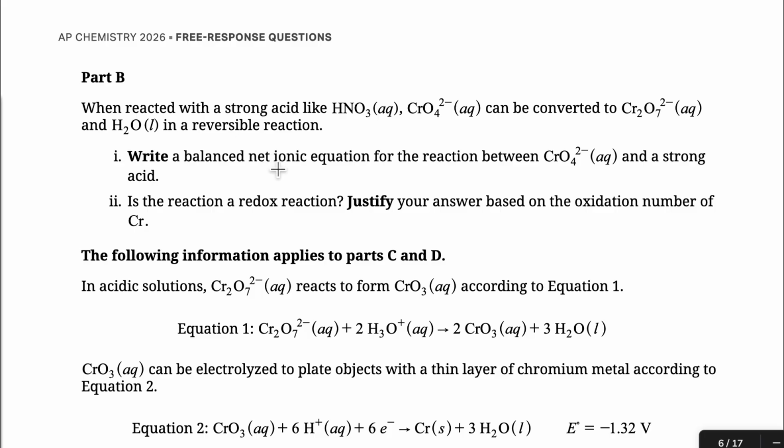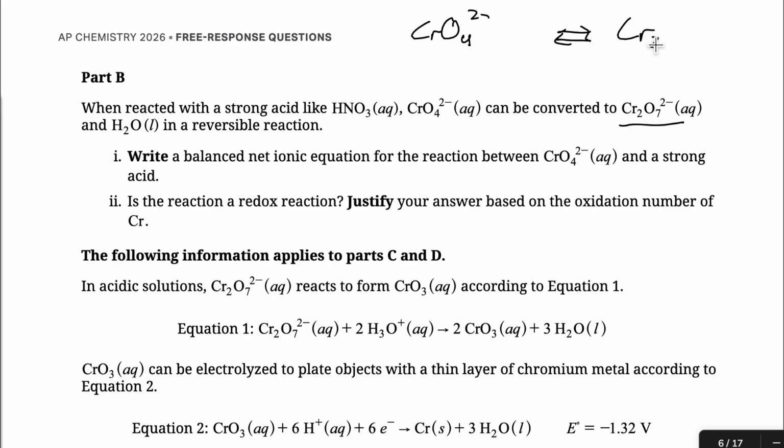So here it says, write a balanced net ionic equation for the reaction between chromate and a strong acid. So we know that chromate converts to this in a reversible reaction. So we're going to first put down those 2. Like this. And then it's reversible, so you could put equilibrium arrows.